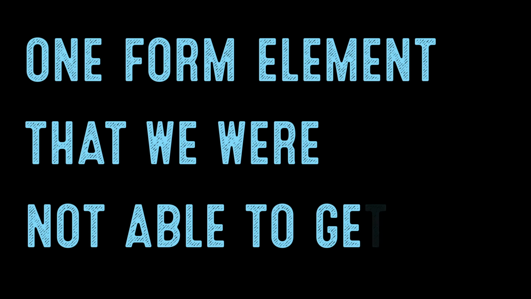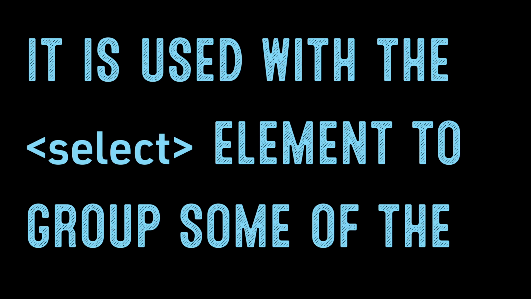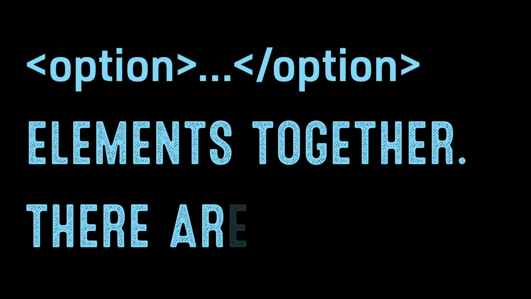The daily code snippet. One form element that we were not able to get to in our last video was the optgroup element. It is used with the select element to group some of the option elements together. There are two attributes that work with the optgroup element, disabled and label.